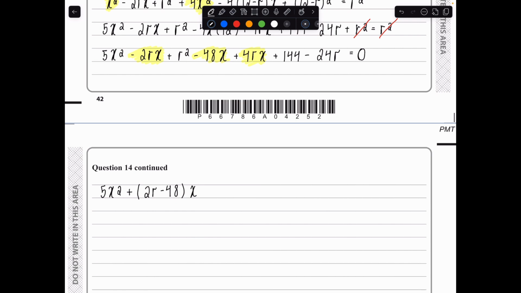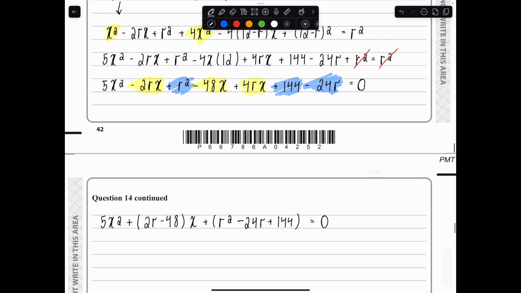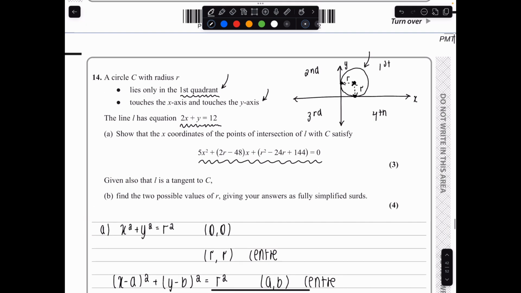From here, we have our constants now. So we have an r squared. We have a plus 144, and we have a minus 24r. So what we're left with as our constant is the following. So we have r squared minus 24r plus 144, and that is equal to 0 now. So let's see if that matches up with what the question asked us. And it has. So that's part A all done.